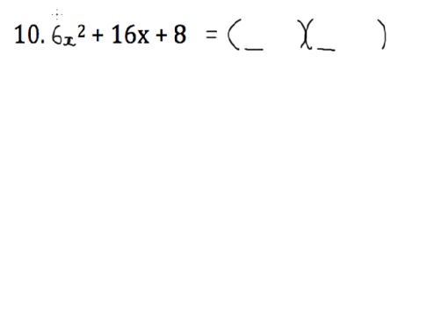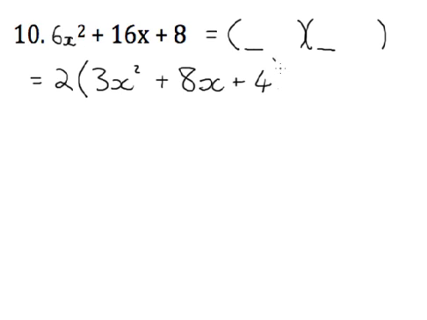But if you notice, everything is a multiple of 2. They're all even numbers. So I first start by pulling out that common factor. And this is something you should always look for. A common factor, if you pull it out, will always make your job easier. So if I pull out the factor of 2, that leaves me with 3x squared plus 8x plus 4. And now my job is a little bit easier because I have numbers at the beginning of each set of parentheses that multiply to give this 3. So really the only two choices are a 3 and a 1.